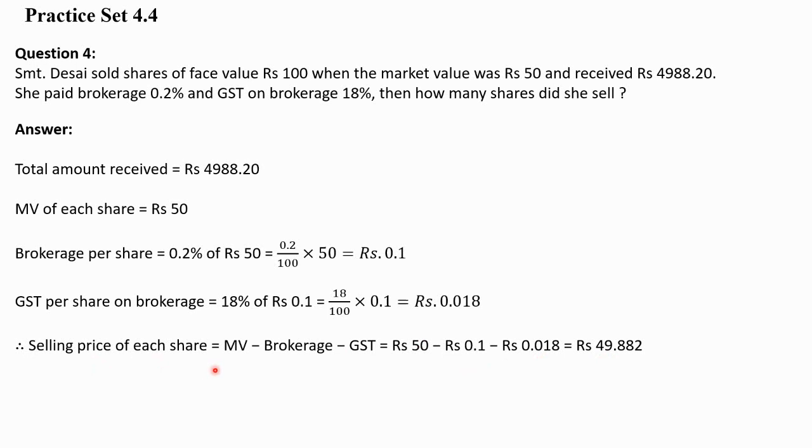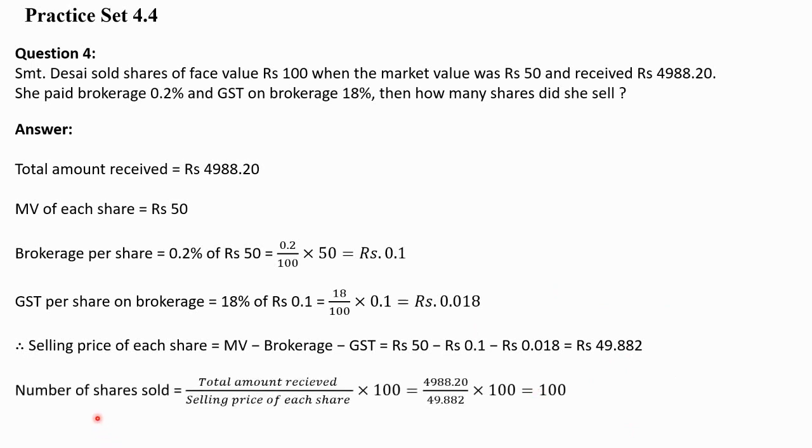So the selling price of each share will be market value minus brokerage minus GST. Market value is 50, minus brokerage, that is 0.1, and minus the GST, that is 0.018, that will be rupees 49.882. So this will be the selling price of each share.